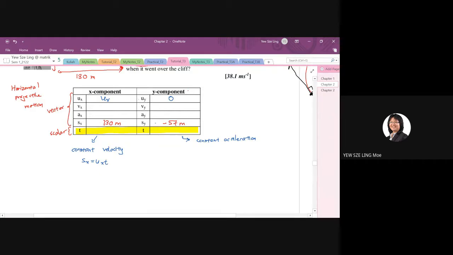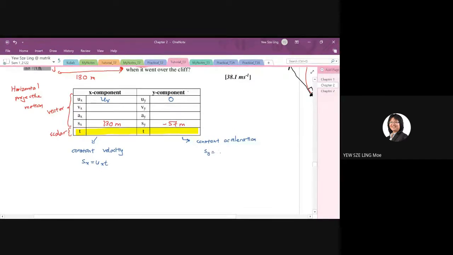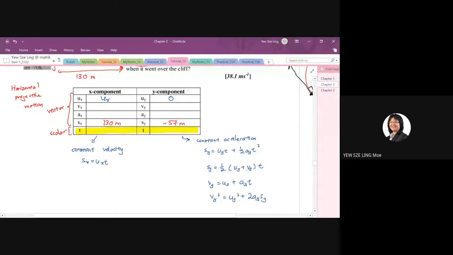So for the y component, we are going to use these four equations. Sy equals uyt plus 1 over 2 ayt squared. Sy equals 1 over 2 bracket uy plus vyt, and then vy equals uy plus ayt, and then vy squared equals uy squared plus 2ay sy. So this is for the y component, where the object is moving with constant acceleration.